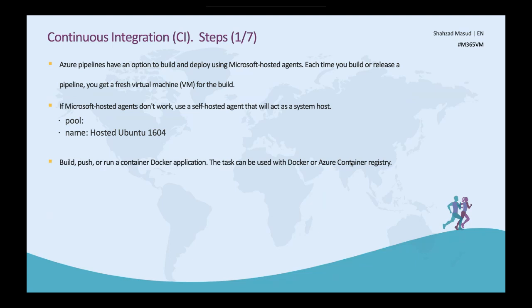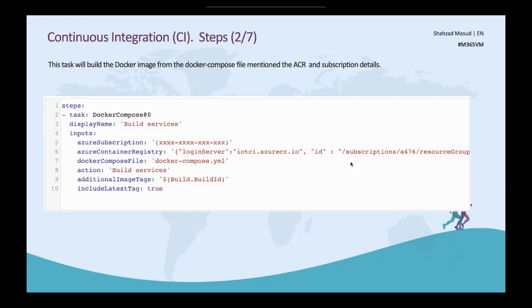I'm building and pushing a Docker container application over there, and I'm creating a simple ACR Docker compose file. This Docker compose file is there to build the services. These services will push the Docker image to my ACR with the subscription ID. I actually add XXX in the Azure subscription part. You can replace that one.